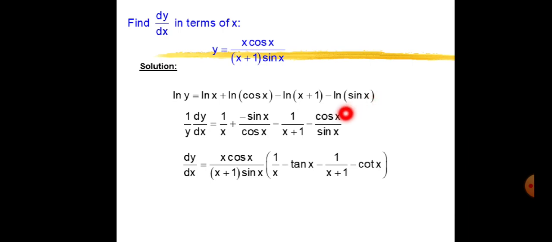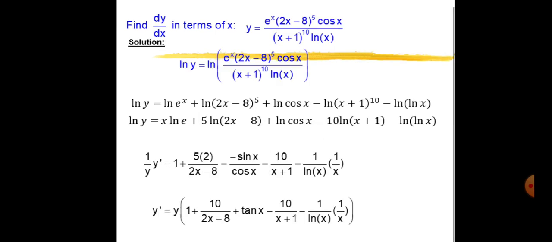Minus ln sine x is cosine x over sine x, because ln u equals u prime over u. This is u here, and this is its derivative. Or you can say that ln sine x is 1 over sine x times the derivative of what is inside, which is cosine x. Now multiply both sides by y to get your dy dx, and you can substitute the y by this fraction. So we have to apply ln to break the complexity of the problem, and we have another example here.